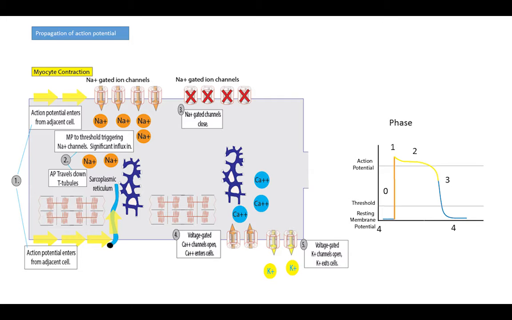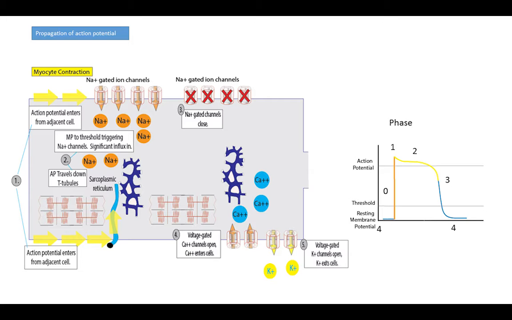The AP triggers fast sodium-gated channels to open, allowing an influx of sodium to enter the cells. The resting membrane potential is brought to threshold. The sodium-gated channels then close, and voltage-gated calcium channels open, and calcium enters the cell, causing an action potential to be propagated. Phase 0 on the right represents threshold being reached and then the action potential.